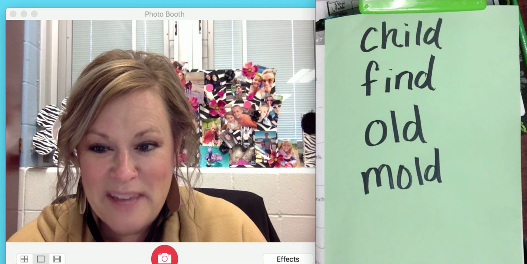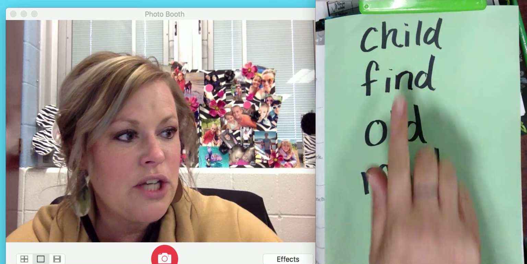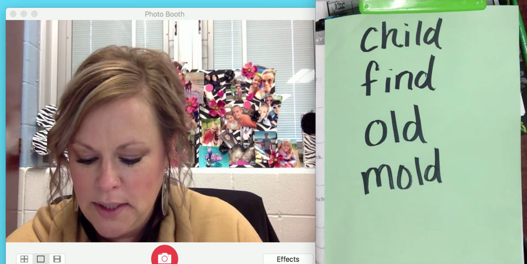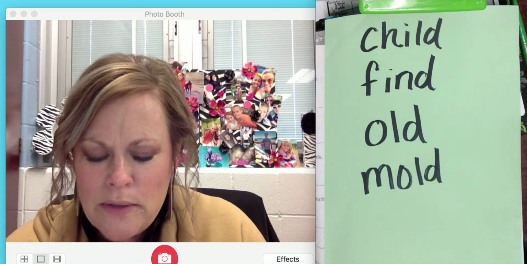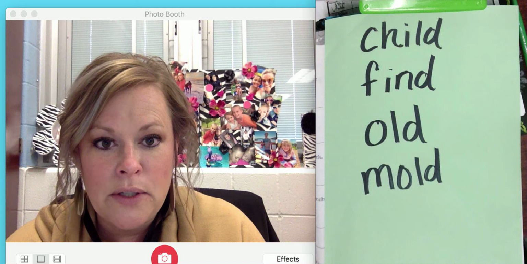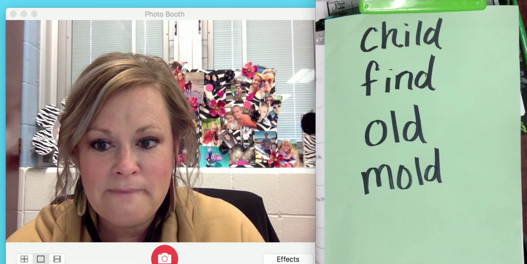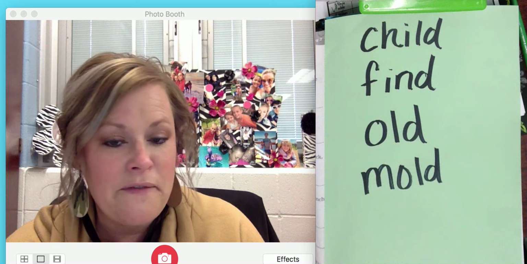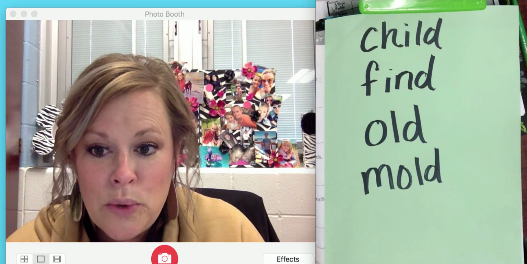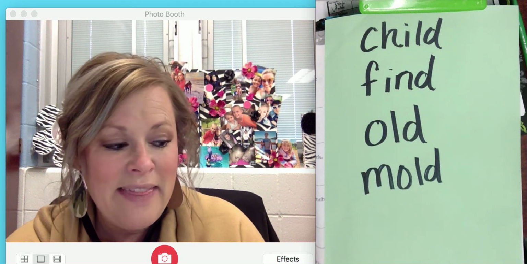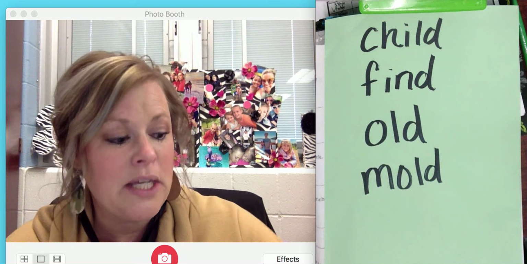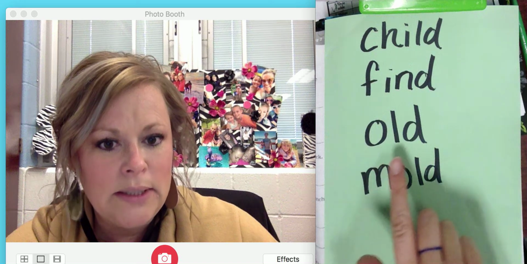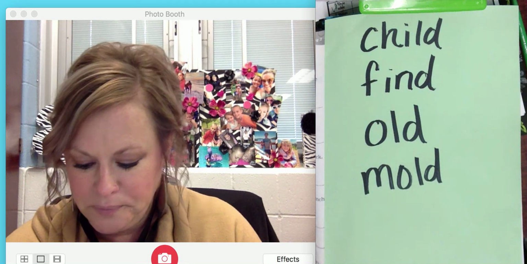Okay, I'm going to read them to you now. Child, find, old, and mold. Do these words follow the rules that we have learned so far? They do not. When we see a vowel followed by a consonant, we say it's a short vowel. And these are actually the long sound. Child, find, old, mold.